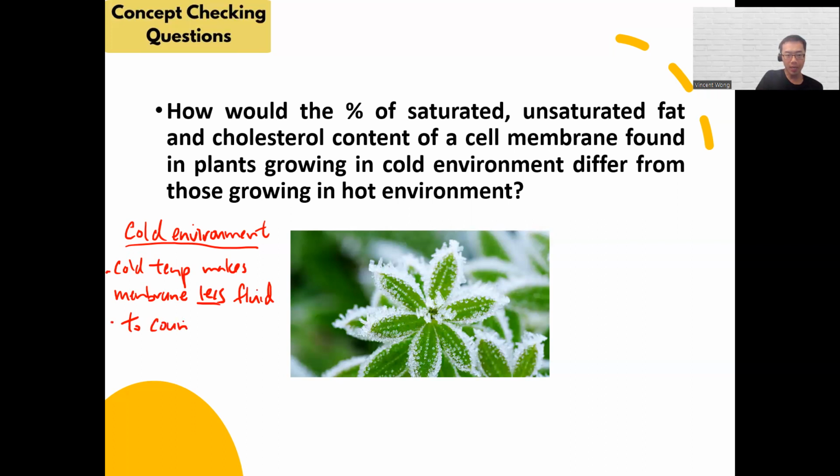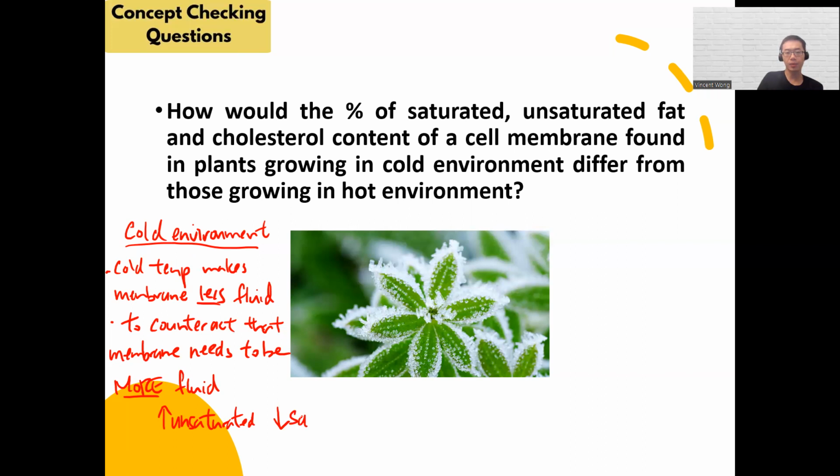To counteract that, the membrane needs to be more fluid. Okay, so how do you make the membrane more fluid? You need to have more unsaturated, less saturated, and then you need to have more cholesterol.